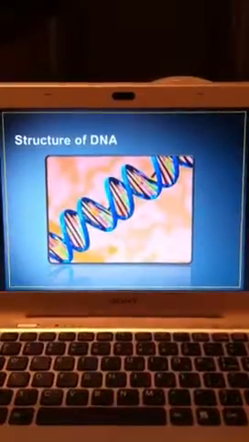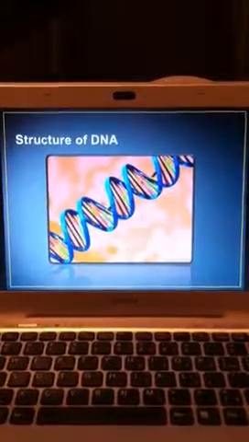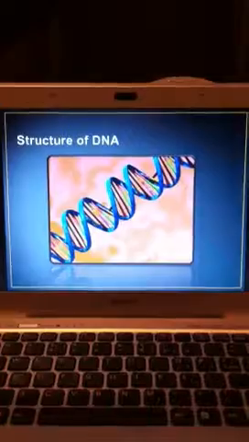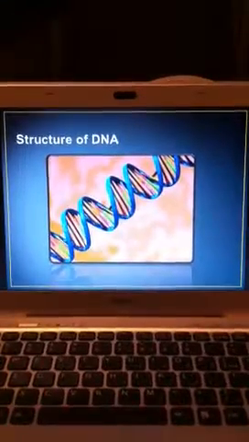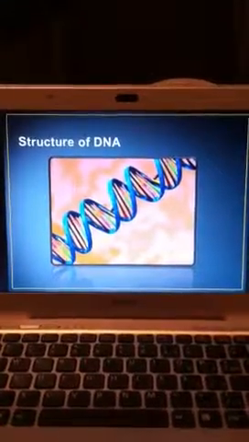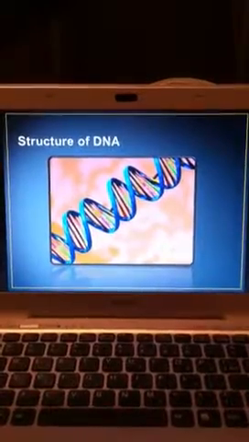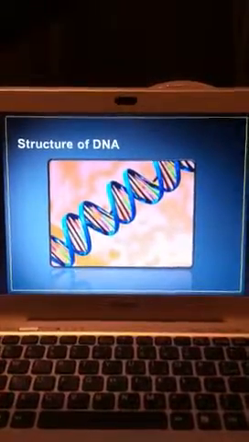The structure of DNA. So what does DNA structure look like? Each DNA molecule is made up of two long chains arranged in a double helix. Each chain is linked with one of four kinds of chemical building blocks called nucleotides.